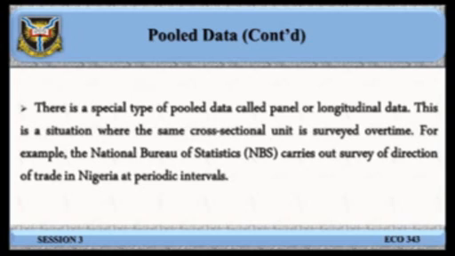For example, the National Bureau of Statistics (NBS) carries out a survey of direction of trade in Nigeria at periodic intervals. At each periodic survey, the same product export/import is valued to find out if there has been any change in the direction of trade in Nigeria since the last survey. By checking and updating the direction of trade periodically, the panel data provide very useful information on the dynamics of the direction of trade.